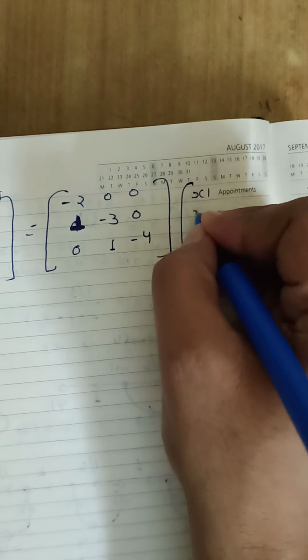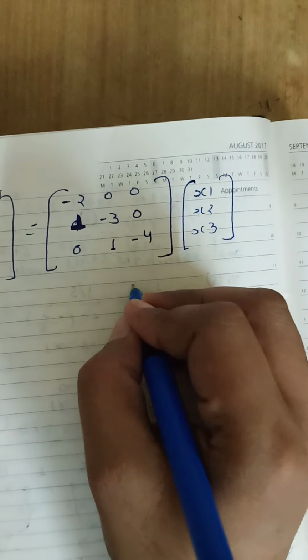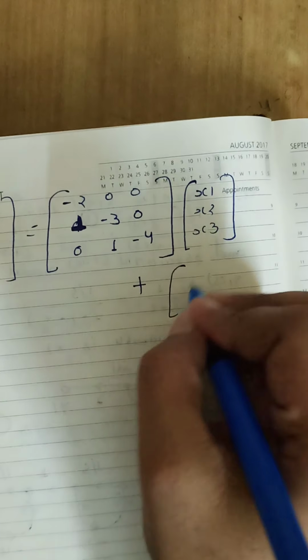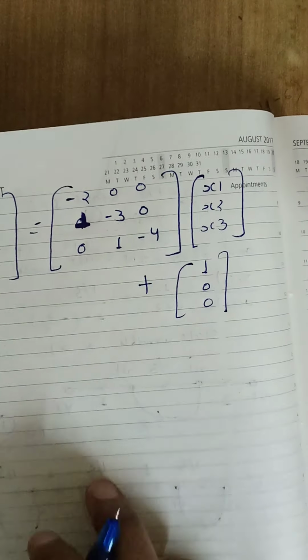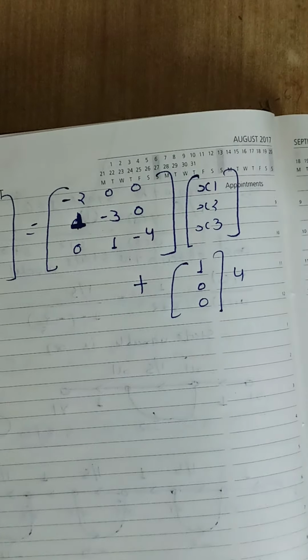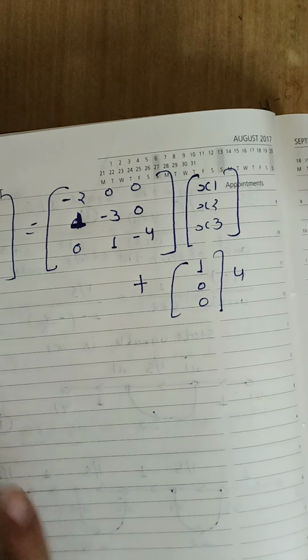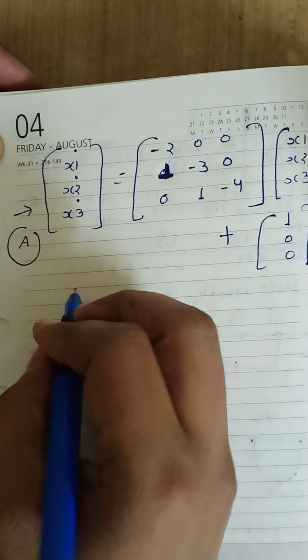times the state variables x1 x2 x3, plus 1 0 0 times u. So this is my state equation in matrix form. Call it equation A, which defines the state equation in matrix form.